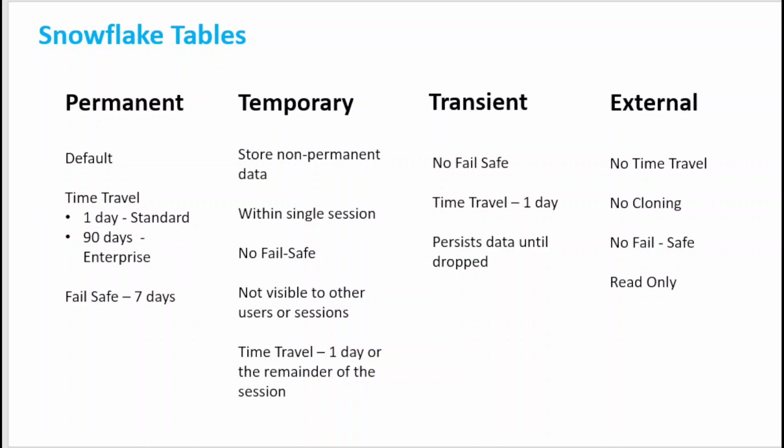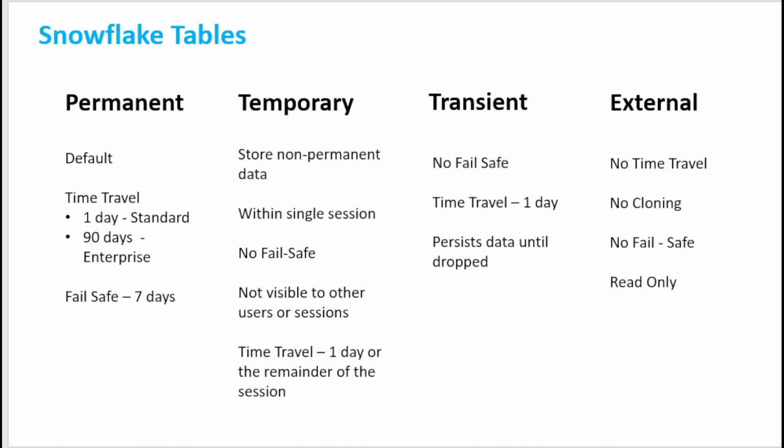The third option, which is an interesting one, is a transient table. Now, what is the difference? Transient is very similar to a permanent table. The data would persist there until it is explicitly dropped. So, unlike a temporary table, as soon as the session is over, the transient table would still be there. You can think about it like a permanent table.